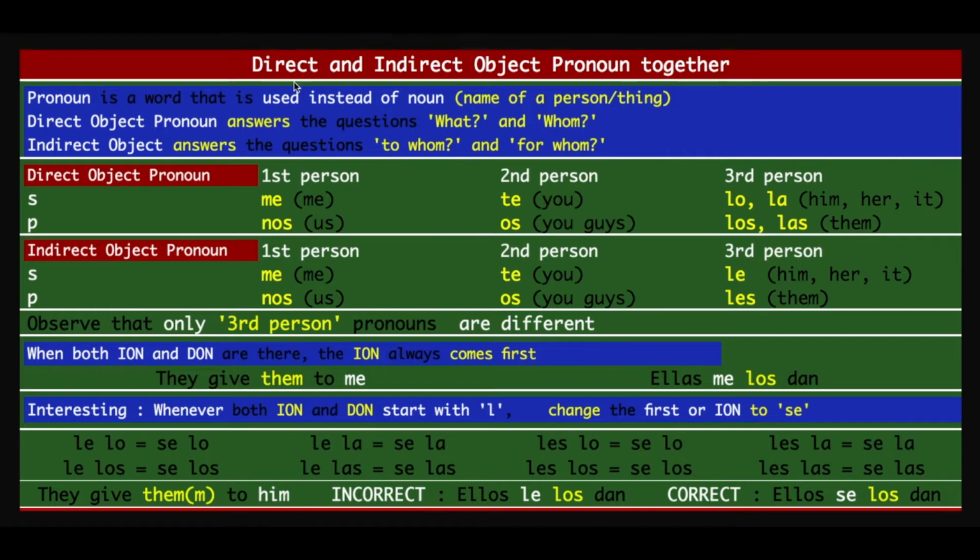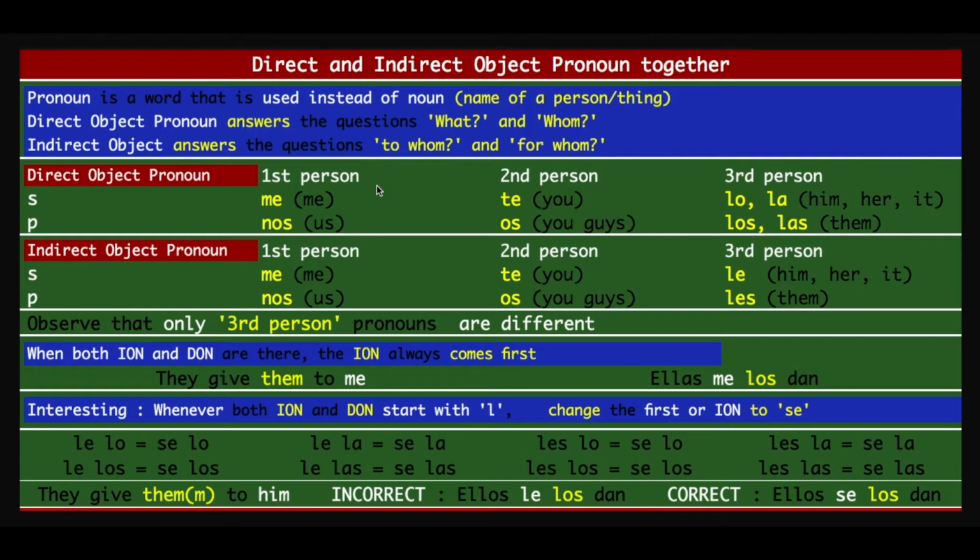Okay, so let's see. First of all, a few brush up of concepts. Pronoun is a word that is used instead of noun, and noun is name of a person, thing, etc. Now, direct object pronoun answers the questions what and whom, and indirect object answers the questions like to whom and for whom. So very quickly let's revise and have both the direct object pronoun and indirect object pronoun table here, so that we can compare very easily.